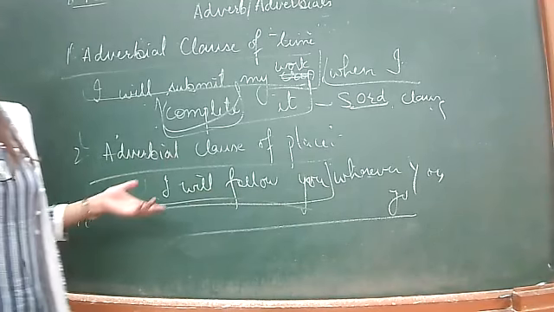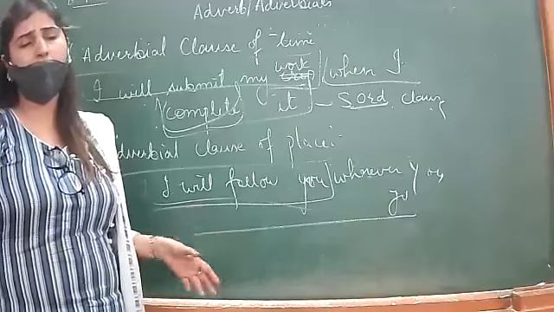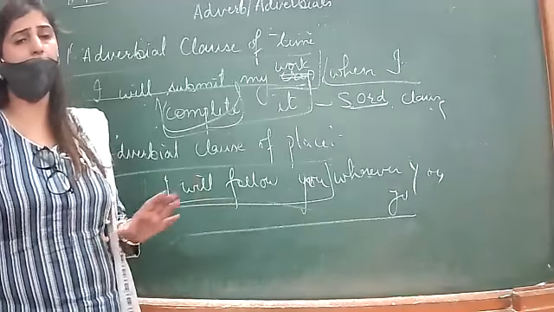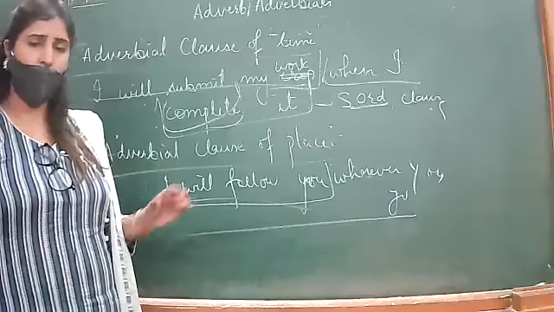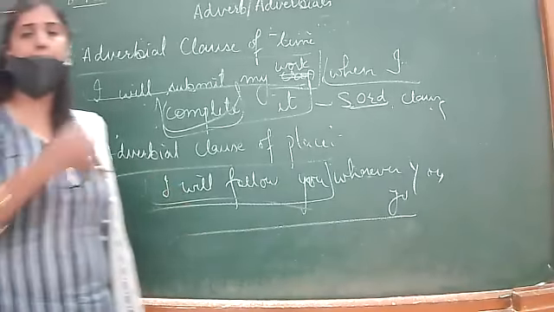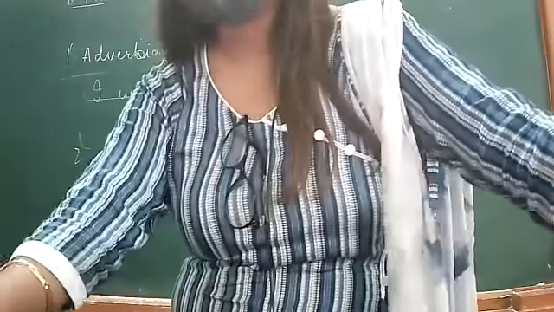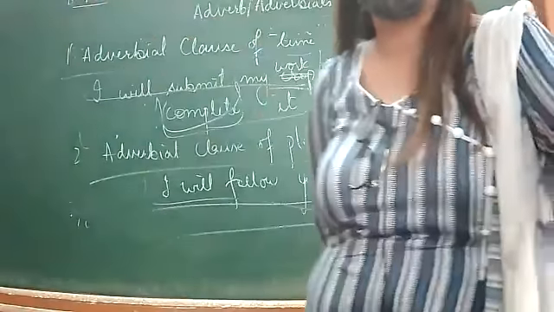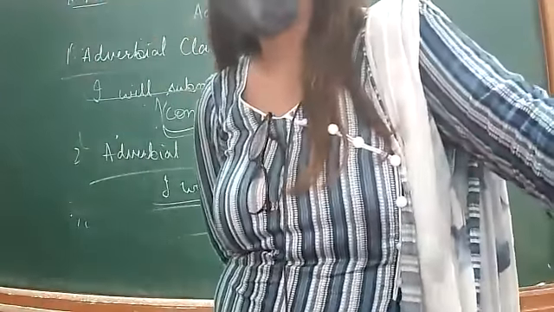This we have done. He is elder than his brother. So than his brother is dependent upon he is elder. So this is a subordinate clause. I hope that now this topic of adverbials is clear to you all. If you have any doubt now, you can ask me.